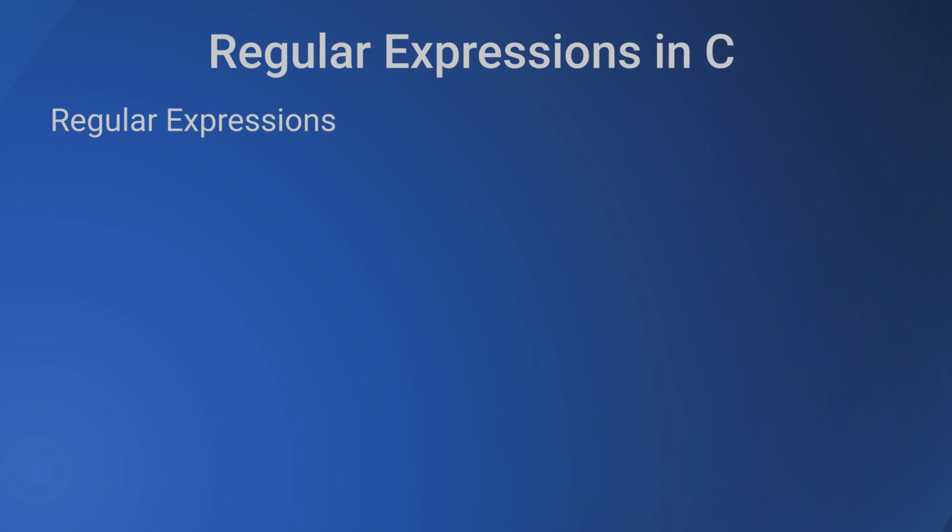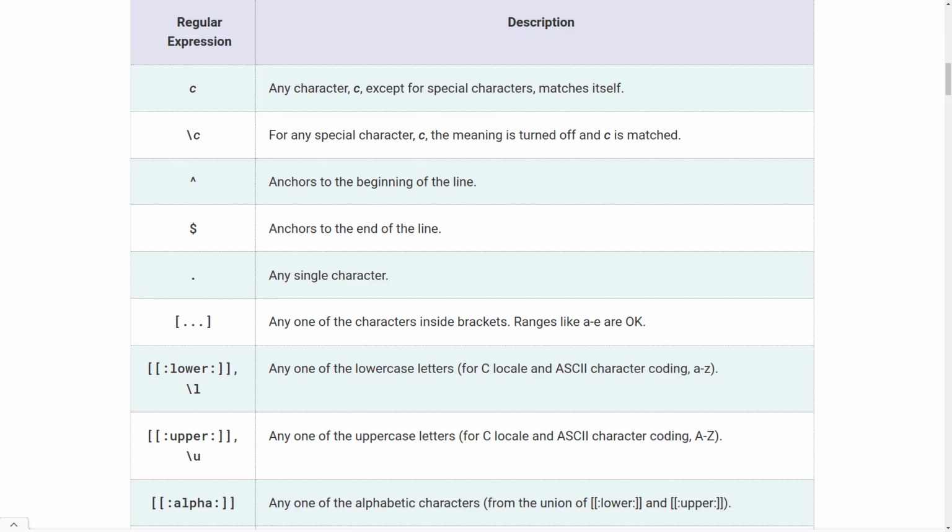The next question is, how do we construct regular expressions? What are the building blocks? What are the rules? The first rule, which is most basic, is that any character C, except for special characters, matches itself. So if there is a character A in the regex, it will match A in the input text. Character B will match B, and C will match C, and so on. If you wish to match a special character in the text, you need to turn off the special attribute by putting a backslash before it in the regular expression, or regex in short.